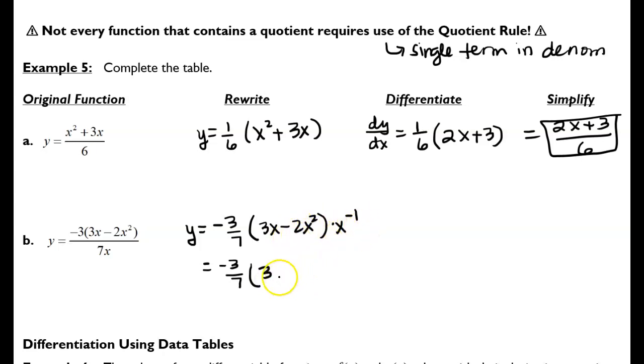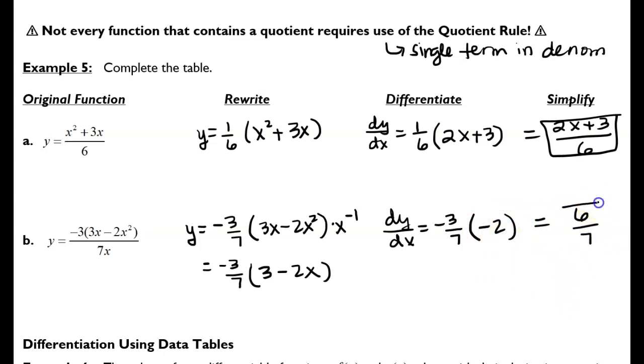Minus 2x squared times x to the negative first would be minus 2x. So that's my simplified form of y. So when I take my derivative now, again, the constant can stay in the front, times the derivative of 3 minus 2x. The derivative of 3 is 0, derivative of minus 2x is minus 2.